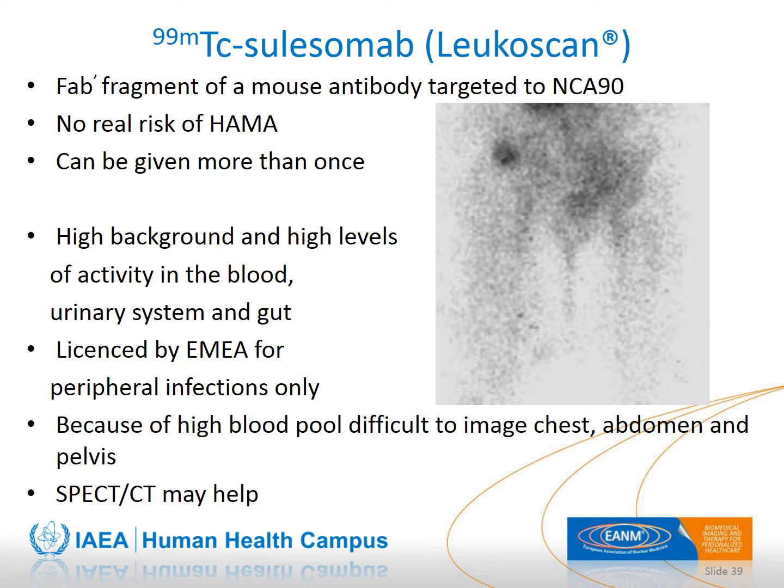Sulesomab has a high background activity, and one does see uptake in the bloodstream, in the urinary tract, and in the gut. Hence, it is licensed mainly for use in peripheral infections, either in the limbs, in the bones, or the joints in the periphery. The technetium label does mean that SPECT-CT can be applied, and this may be of help in a clinical scenario.